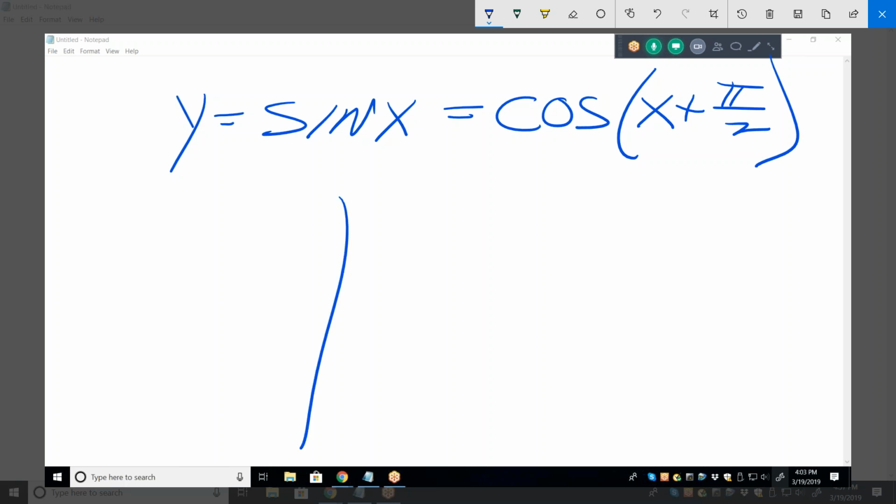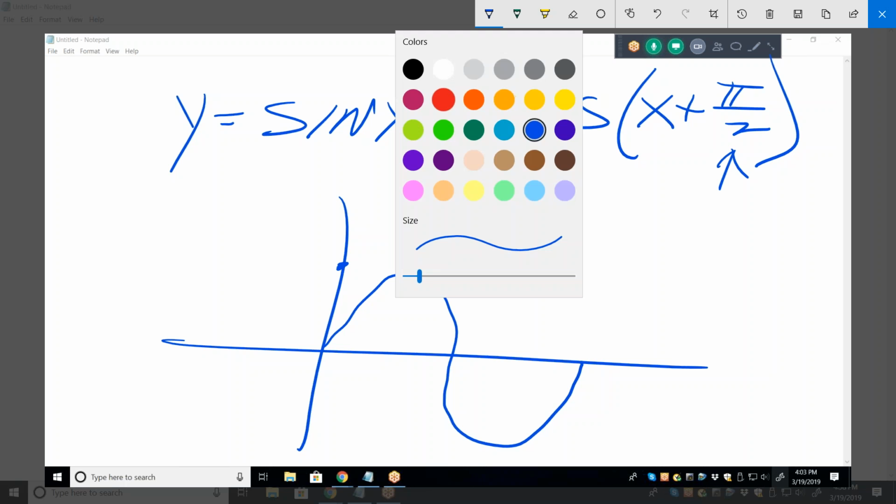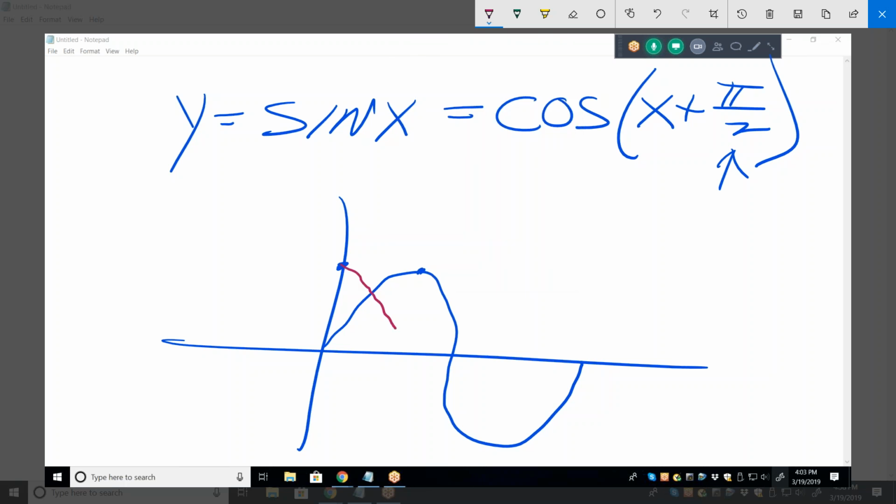Notice what happens if I graph the sine curve. This would mean I would move it pi over 2 to the left, correct? So this point right here would start right there. And what I would end up with is the cosine curve. That's pi over 2, exactly. In other words, all I did was I took this curve right there, and I moved it that way, pi over 2. And what I got was the red curve, which is a perfect cosine curve.